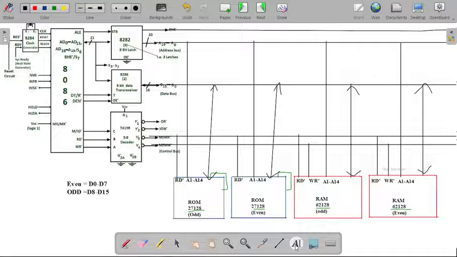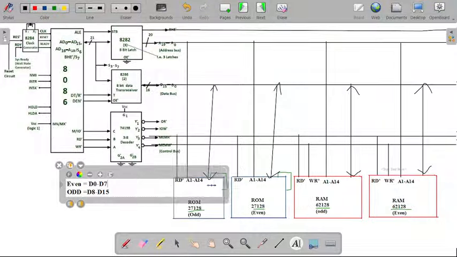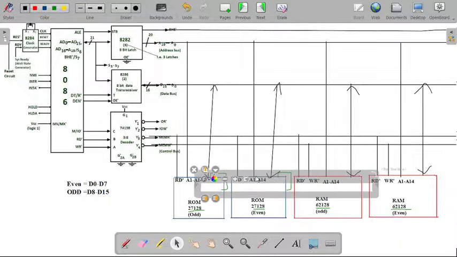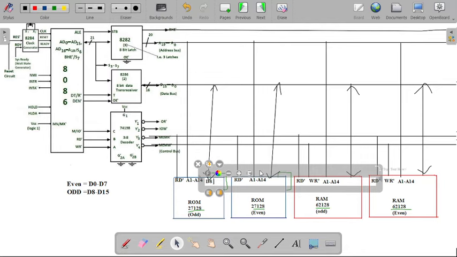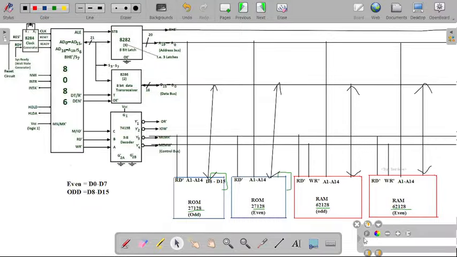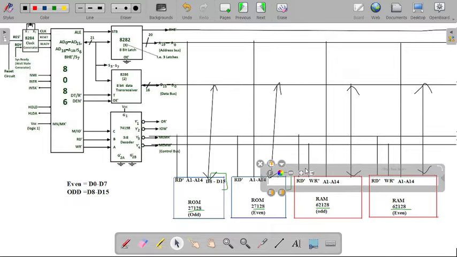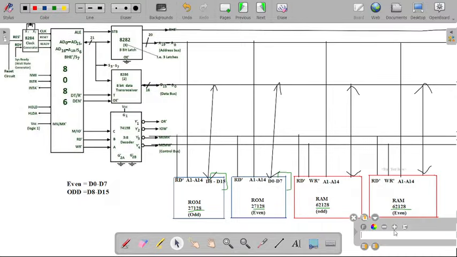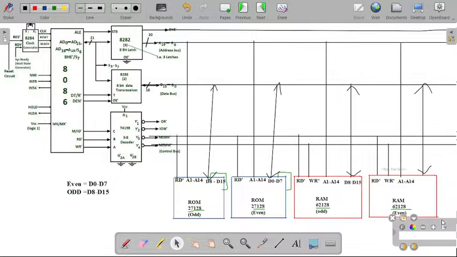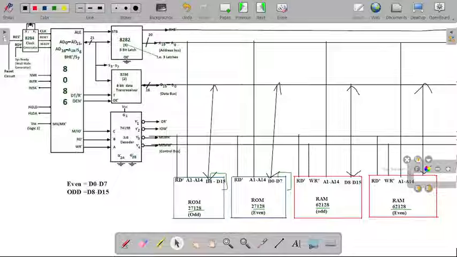So how can you write down the data lines here? First of all, you have to write D8 to D15 in our odd memory bank, then D0 to D7 in our even memory bank. So I'm giving the numbers as D0 to D7. Here also I have to write D8 to D15 for odd, and for even I'm writing D0 to D7.